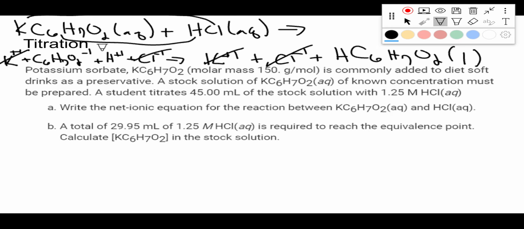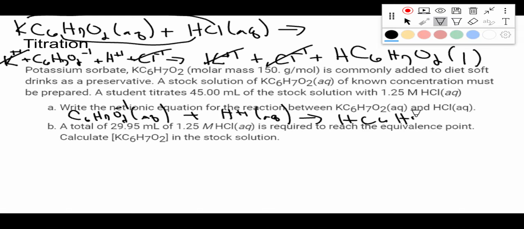So my net ionic equation is going to just be C6H7O2 minus 1 plus H positive 1. I am going to include states of matter now. It is also aqueous. Yields HC6H7O2. This one's going to be a liquid. It's already balanced. I don't have to do anything from there. So then, now that I have my balanced equation, I can go on to start doing some math stuff.